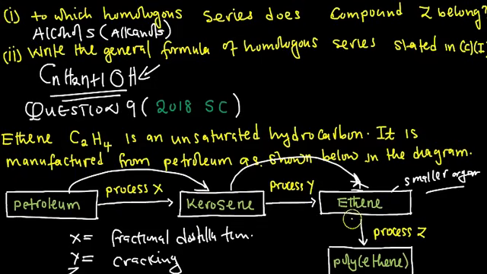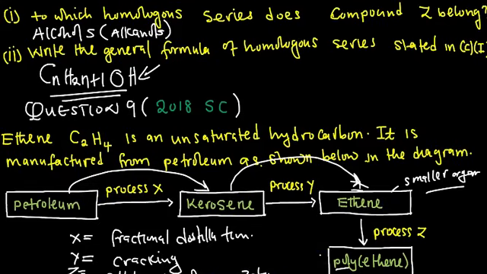Then from ethene, process Z to polyethene. So here there's a term, poly, to guide us. You know that that is polymerization. What kind of polymerization? That is called addition polymerization. Alkenes or ethene are converted to polyethene by the process of addition polymerization. So that is the process Z.